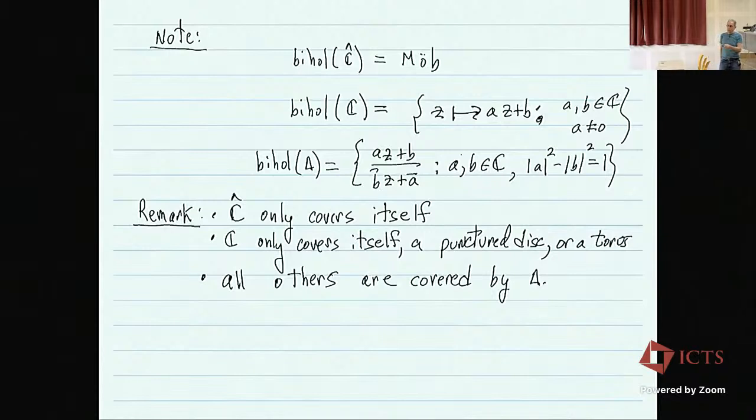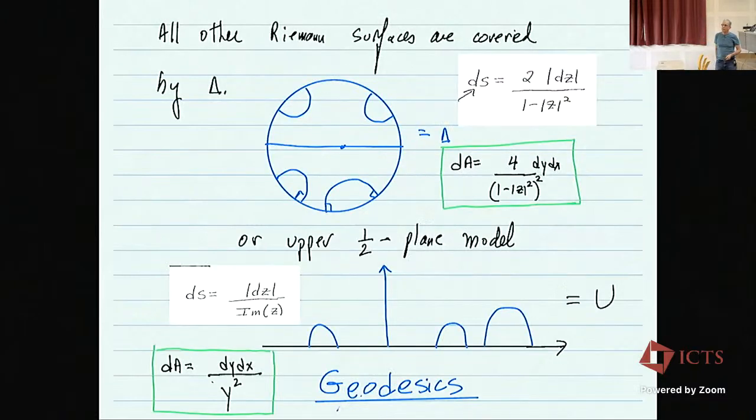So we might as well, so these are understood, and then the question is to understand the Riemann surfaces that are covered by the unit disk. So that's what I'm saying over here. So here's the unit disk, and the unit disk happens to have a hyperbolic geometry.